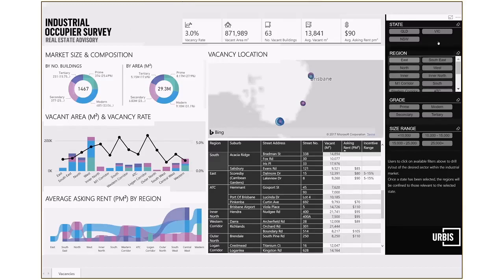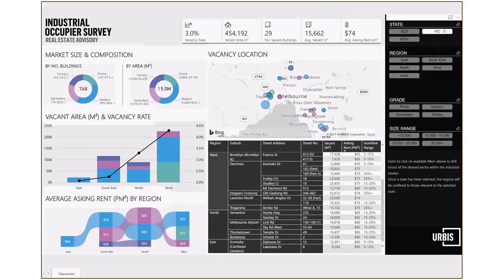in much more detail. So let's jump into the Victorian market, and you can see across the top of the page our key statistics have changed. The vacancy rate coincidentally also sits at 3% with about 455,000 square metres of space. You can see the market composition, 15 million square metres of space in total and 768 buildings. And you can see below the map that we have all the individual buildings detailed, including their address, the vacant area, the asking rent and the likely incentive range.